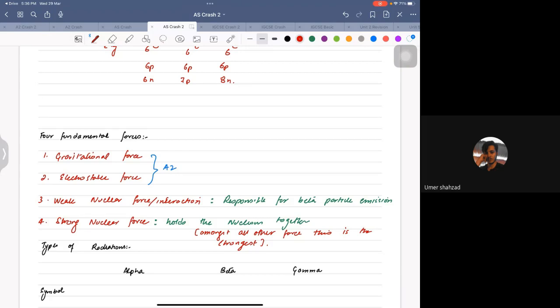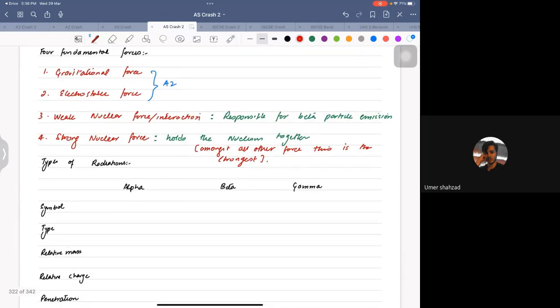Then we have some of the features of alpha, beta, gamma radiations, and we also need to know their symbols, and we need to learn this table as well because they can ask you directly. Alpha has a couple of symbols, like alpha is written like this. Alpha is also written as 4,2. Alpha is also written as helium nucleus. Beta particles are like this, and gamma is like a ribbon, like this.